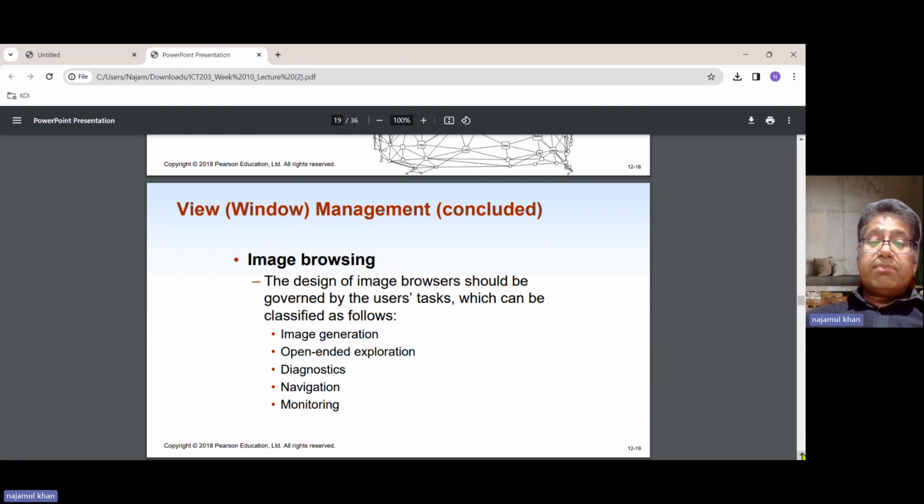The design of image browsers should be governed by user tasks, which can be classified as follows: image generation, open-ended exploration, diagnostics, navigation, monitoring. These are a few of the characteristics that should be part of your image browsing.